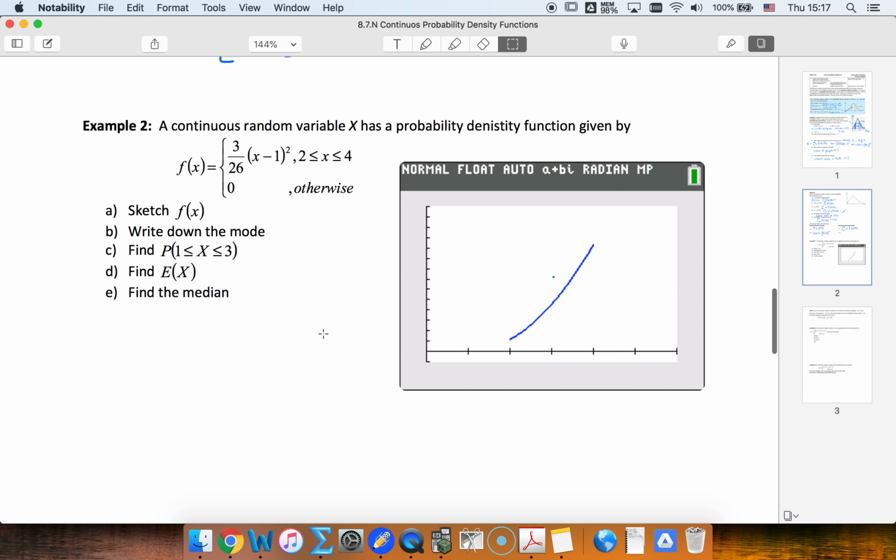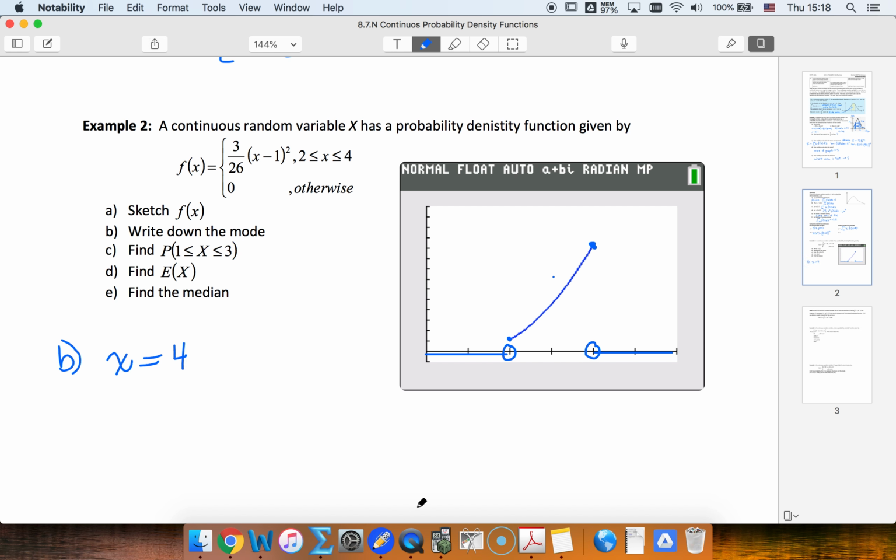So here's my sketch. Everywhere else my function is 0, so I would like to include that on my picture. So I could draw in 0, preferably on the line, to indicate that it's not true at the 2 and the 4. I could circle those because at 2 it's this value and at 4 it's this value. So there's my sketch. My mode happens at x equals 4 because that's where the maximum is.